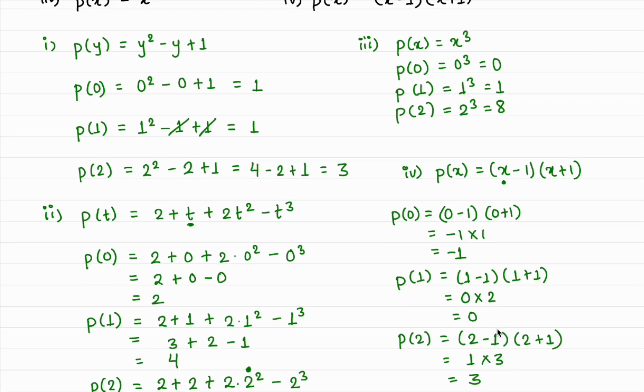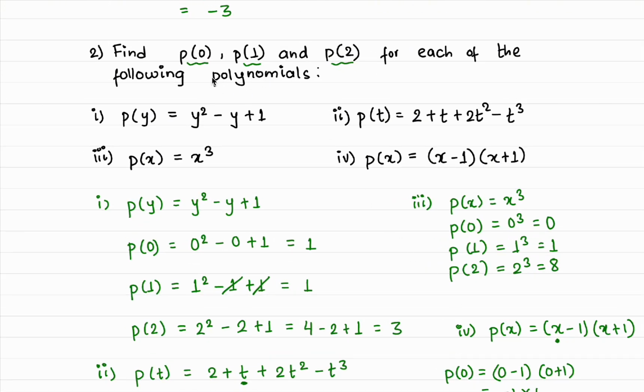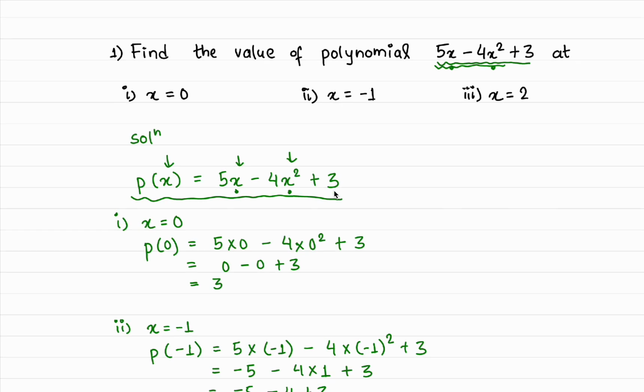And done. Okay, so we had 4 questions, and then we just needed to find p0, p1 and p2, which is just plugging in these values 0, 1 and 2. We just put these values in the variables because these polynomials are in terms of these variables, and you get your answer. Now let's do the third one.